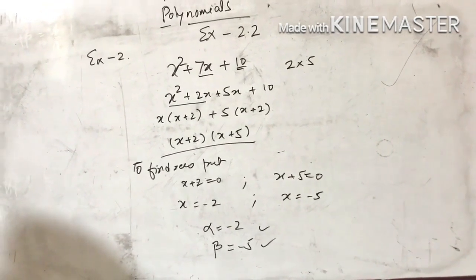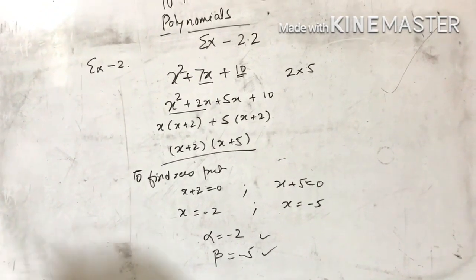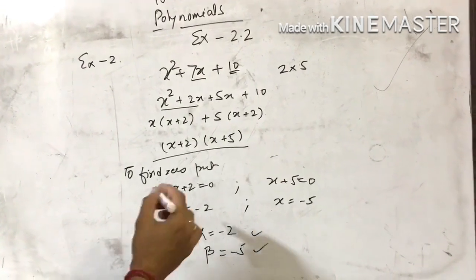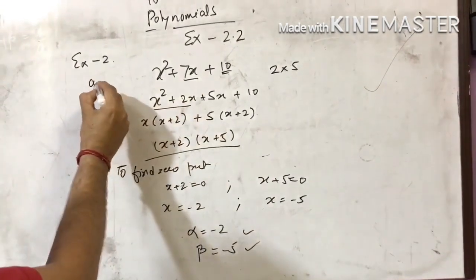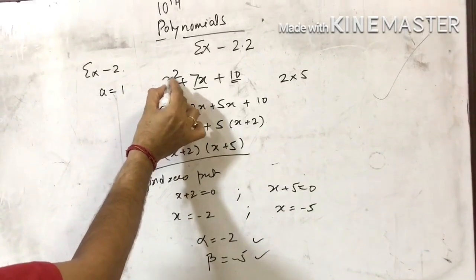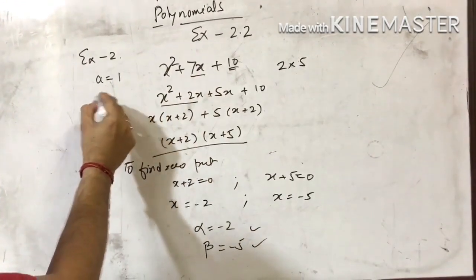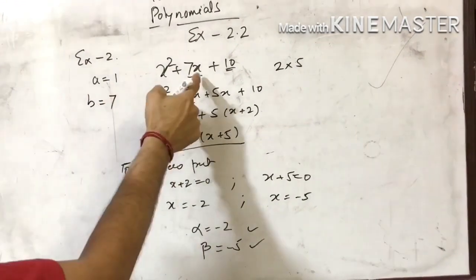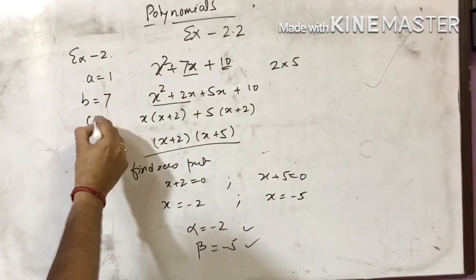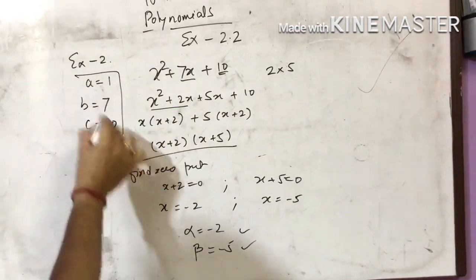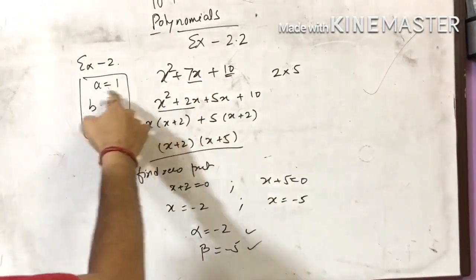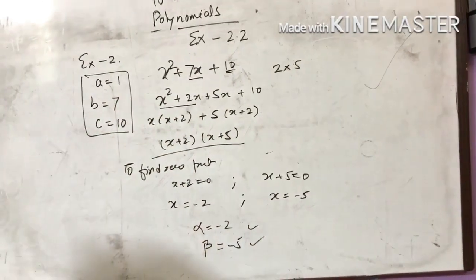Second part, you have to verify the relationship between the zeros and the coefficients. What you have seen here, a was 1, the coefficient of x square, b was 7, the coefficient of x, and the constant term was 10. These are the numbers. From this equation you can find these.